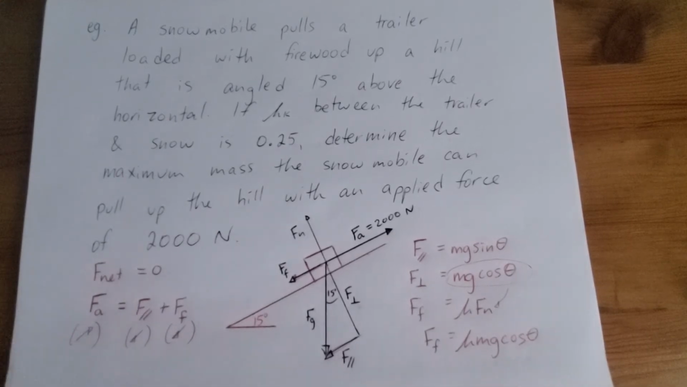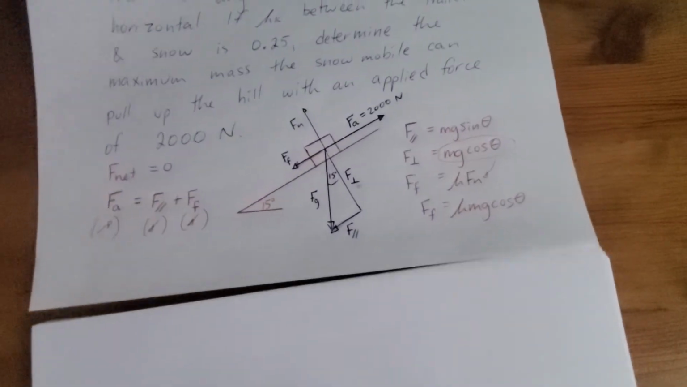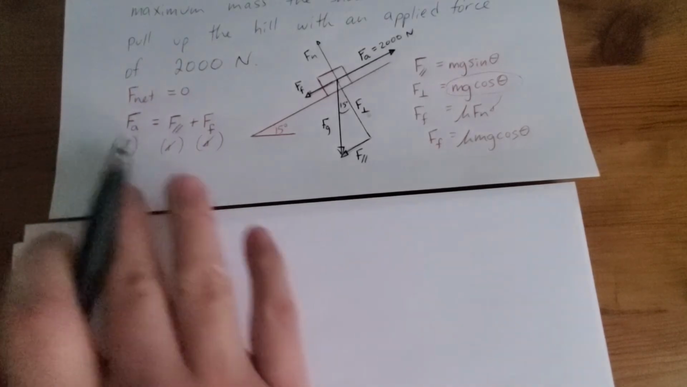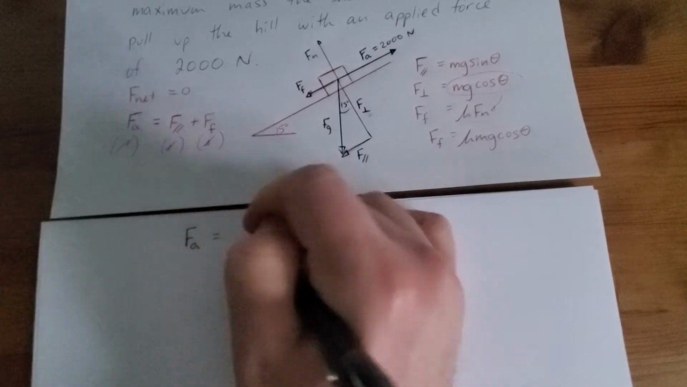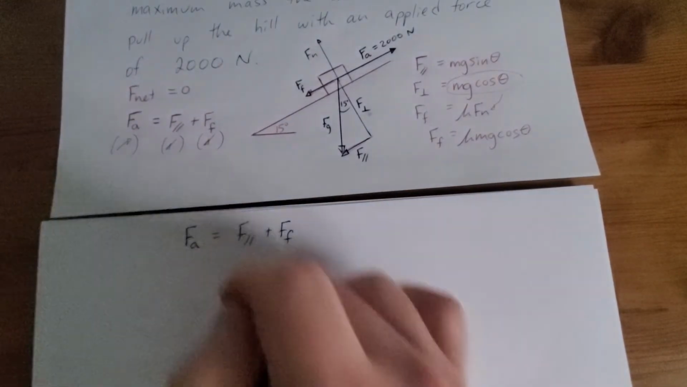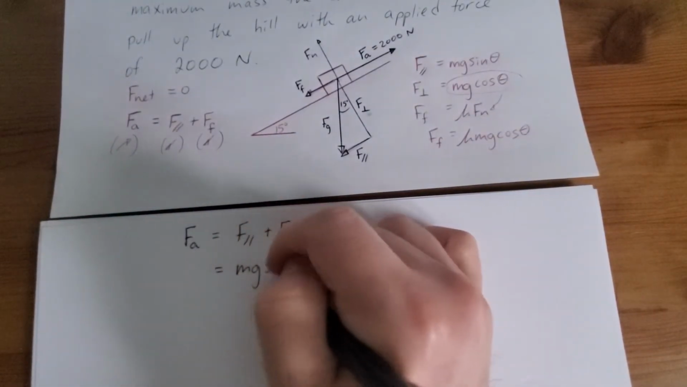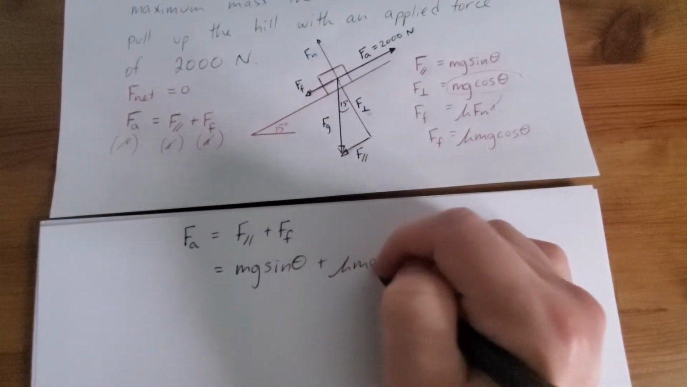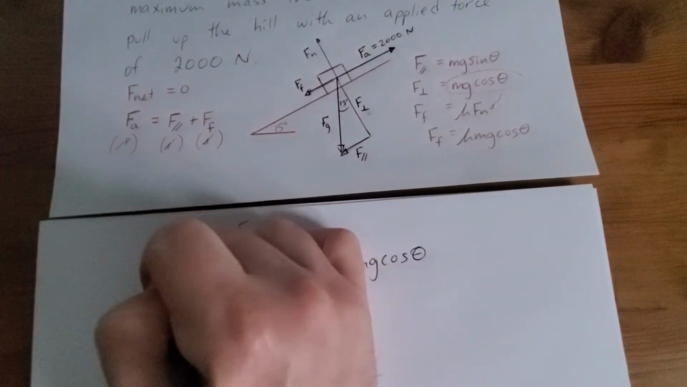Okay, so let's see what that looks like on a fresh piece of paper. I'm going to lead with that. Keep everything visible. So I'm going to write that my applied force is equal to parallel plus friction. My parallel force is up here, mg sine. Friction's here, mu times mg cosine. And I know my applied force is 2,000 newtons.